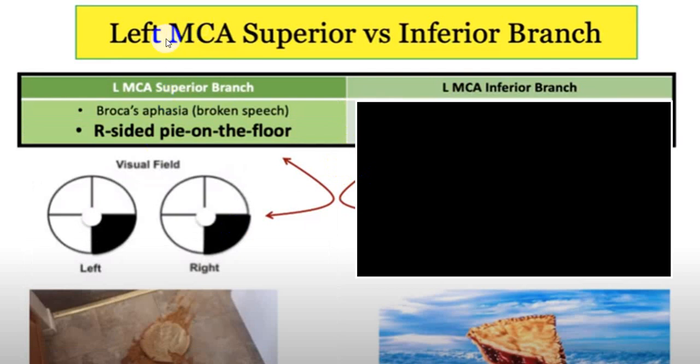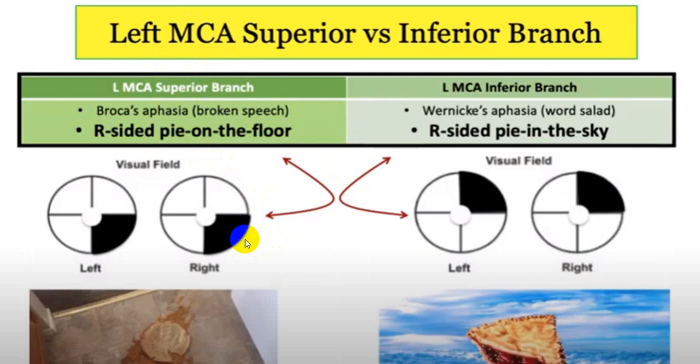Again, along with the superior branch, you will also have a quadrantic hemi loss, particularly inferior quadrantic loss, while in this case you will have a superior quadrantic loss. So that will be very typical, quadrantic loss of homonymous hemianopia.